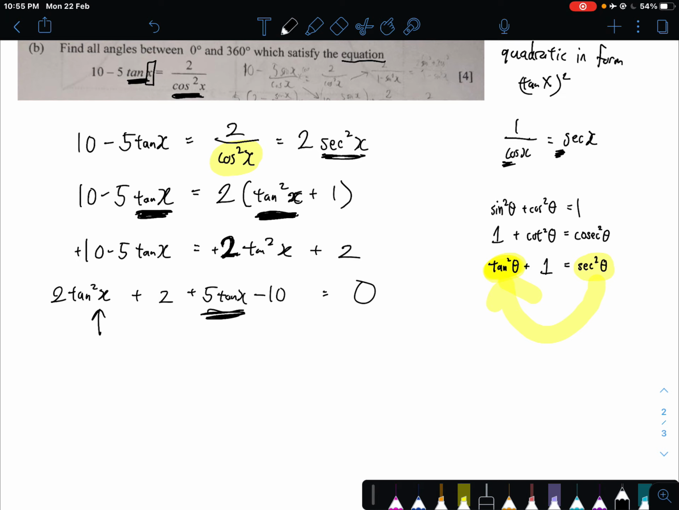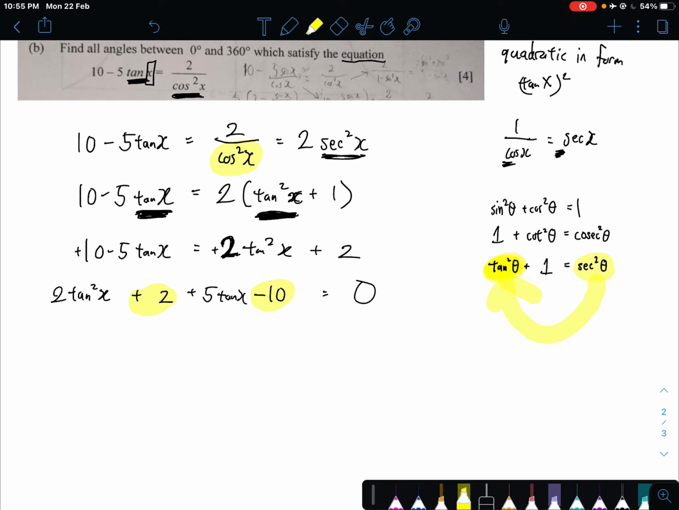Tangent square, can you combine it with that? No, maybe you could factorize out a tangent from both of these terms, but that is not recommended. So in the end, there are no tangent power 1 x's, so you cannot do anything to your 5 tangent x as well. So what can you combine? You'll notice that there's only one thing you can combine, which is plus 2 and minus 10 constants.